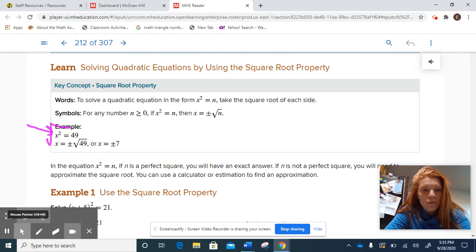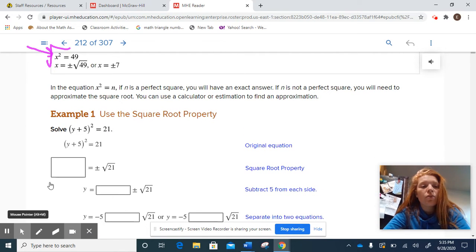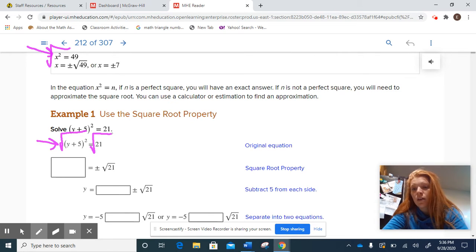So if we look at example 1, as long as there's nothing around the parentheses, like there's nothing around the parentheses here, you can automatically start with the square root. Unfortunately, 21 is not a nice number to square root. So if you ever have that, you just leave it as a square root of whatever number you have. You wouldn't calculate it as a decimal.